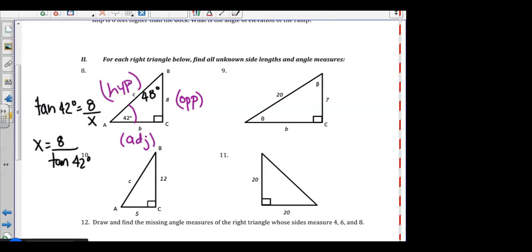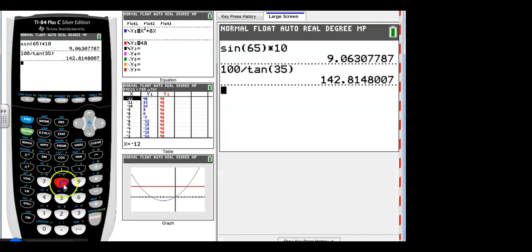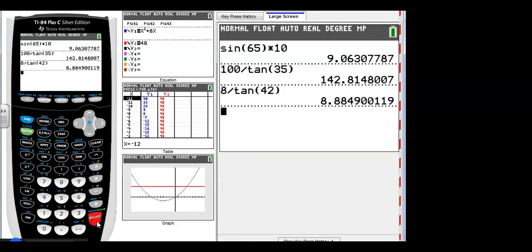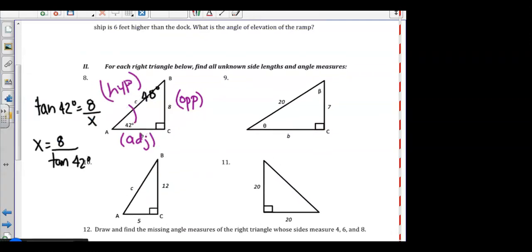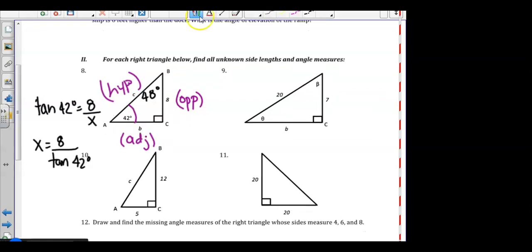And when we divide that in our calculator, 8 divided by the tangent of 42 degrees, we get approximately 8.9 feet. Or units, I apologize. There's no units actually here. So little b, let's make sure I'm writing, little b is approximately 8.9 feet.